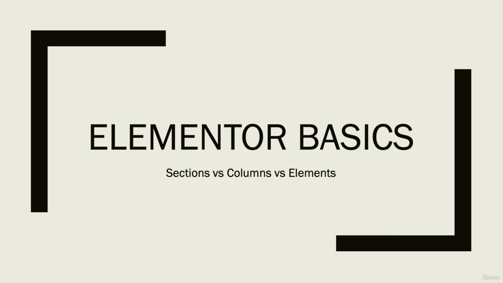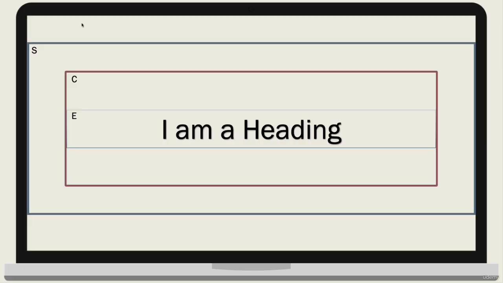Now there are three things that confuse beginners the most, and those are sections, columns, and elements. And Elementor revolves around these three things. So let's go ahead and take a look at it. Let's take a basic structure of Elementor Page Builder, which is this. So now here is basically the basic boilerplate of Elementor.